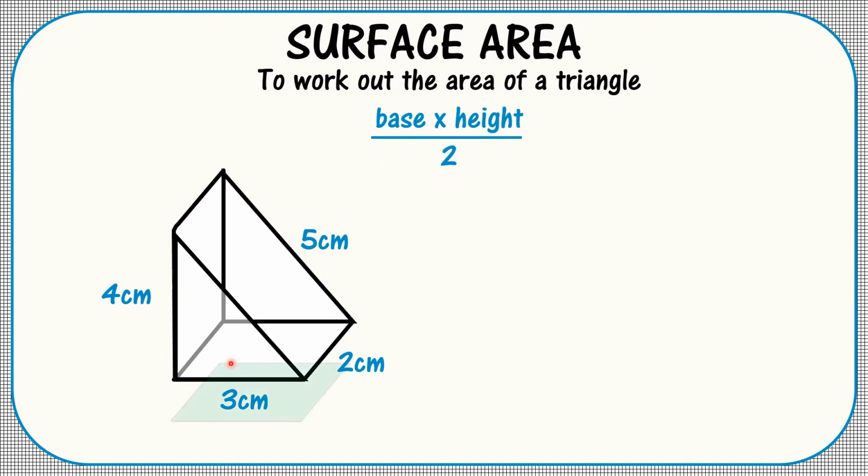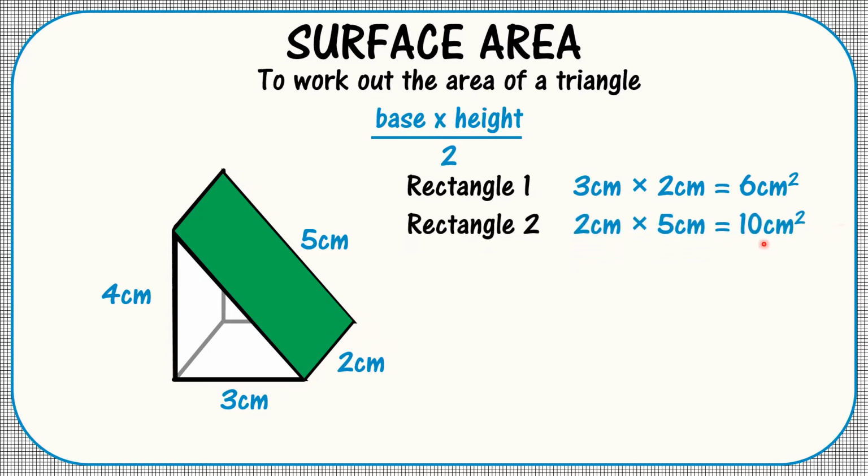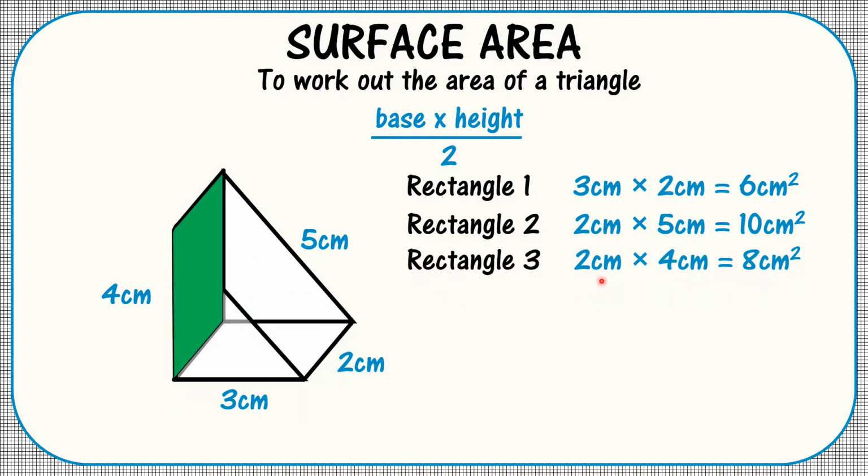Let's work this out. The first face that we will work out is this bottom face. So it's 3 centimeters times 2 centimeters, which equals 6 centimeters squared. The next rectangle is this one here. So this is 5 centimeters by 2 centimeters, which obviously equals 10 centimeters squared. The final rectangle is this rectangle on the left, which is 2 centimeters times by 4 centimeters, which equals 8 centimeters squared. So we have worked out the area of the 3 rectangles.